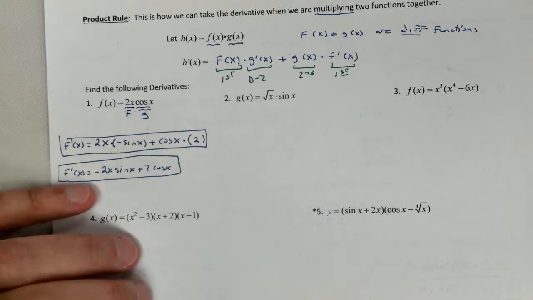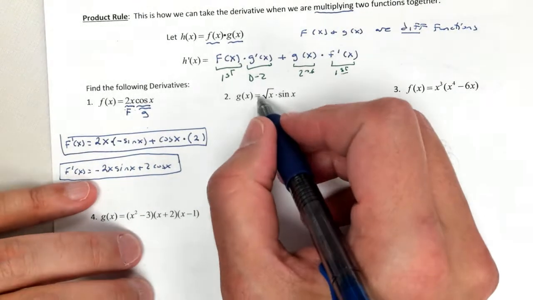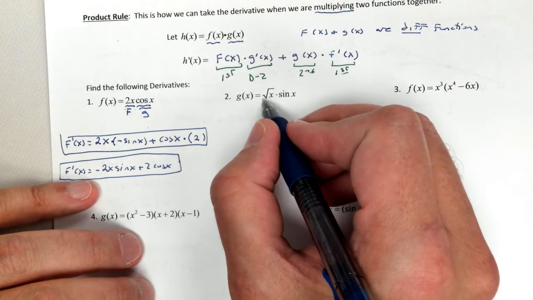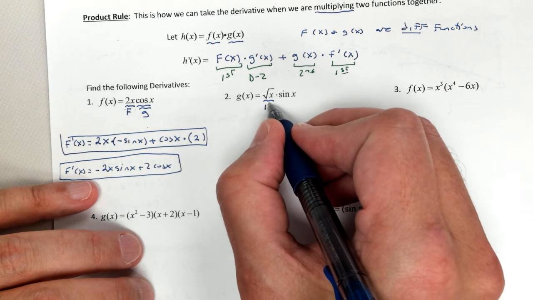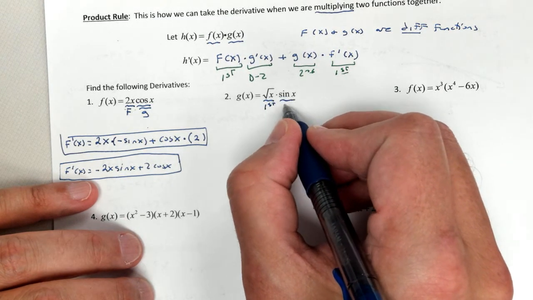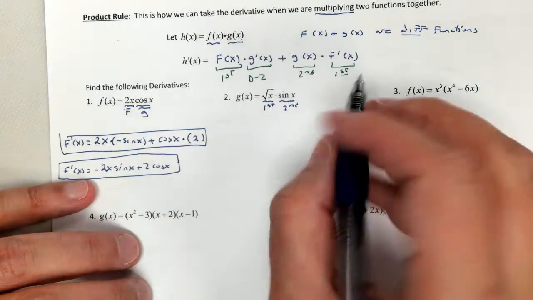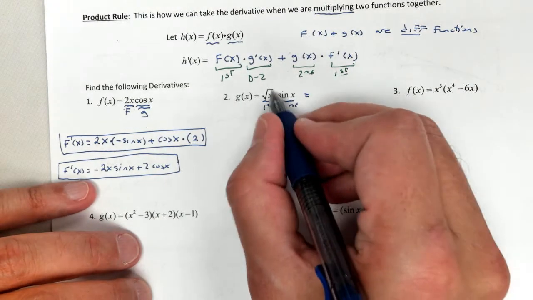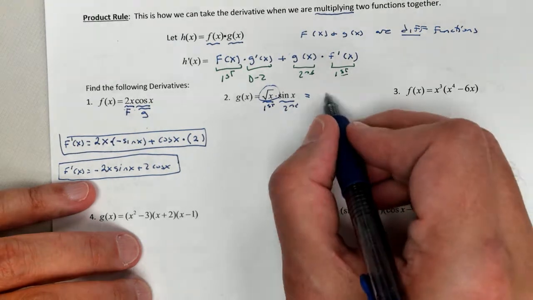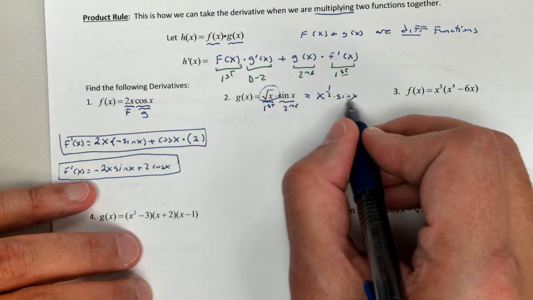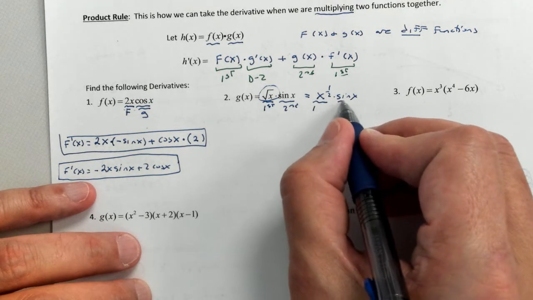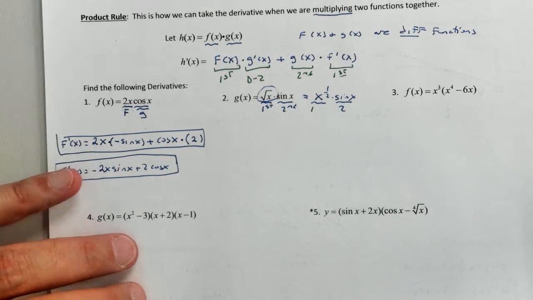So let's take a look at g. What up, g? Number 2. Well, if I'm thinking of my first function, well, there's my first function, and the sine of x, that's my second function. I don't like the way this is written. I don't like radicals. So I'm going to write this as x to the 1/2 times sine of x. Still the same thing. There is my first, there is my second function.